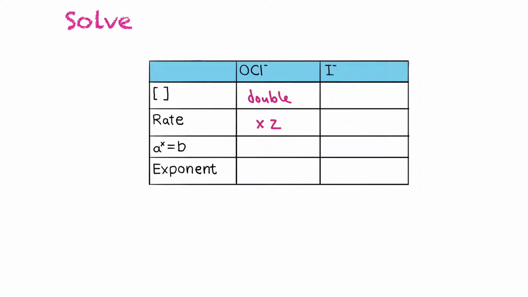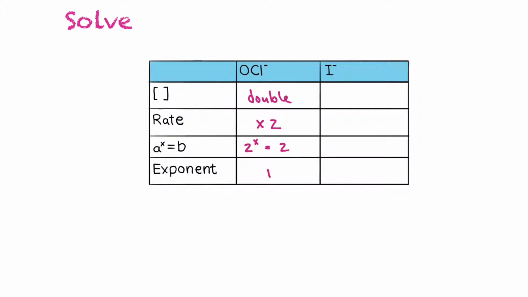So then another way of figuring out what the order of reaction is, you write A to the X equals B. So A would be what you did to the concentration. X would be the power or the order of reaction, and then B would be what happens to the rate. So 2 to the X equals 2. X must be 1. So the order of reaction is first order. So this is one way of doing it.